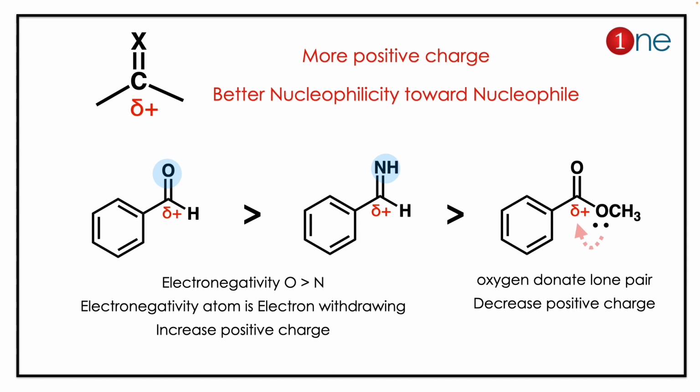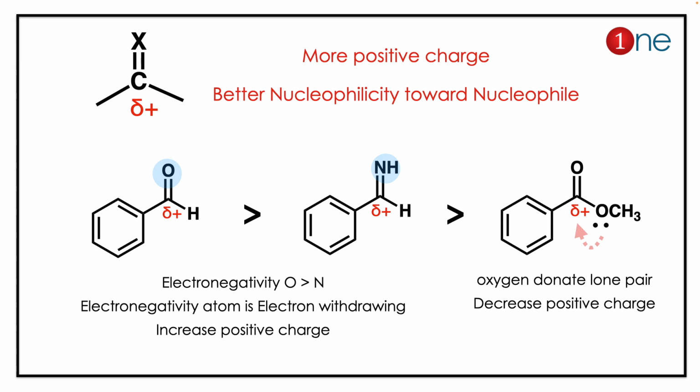Here the reactivity toward a nucleophile is decided by the positive charge. Normally the heteroatom differs in our case. One is oxygen and the other is nitrogen. If you look at it, oxygen is more electronegative than nitrogen. So oxygen pulls the electrons more, so the carbon gets more positive charge, so it will be more reactive toward nucleophile.